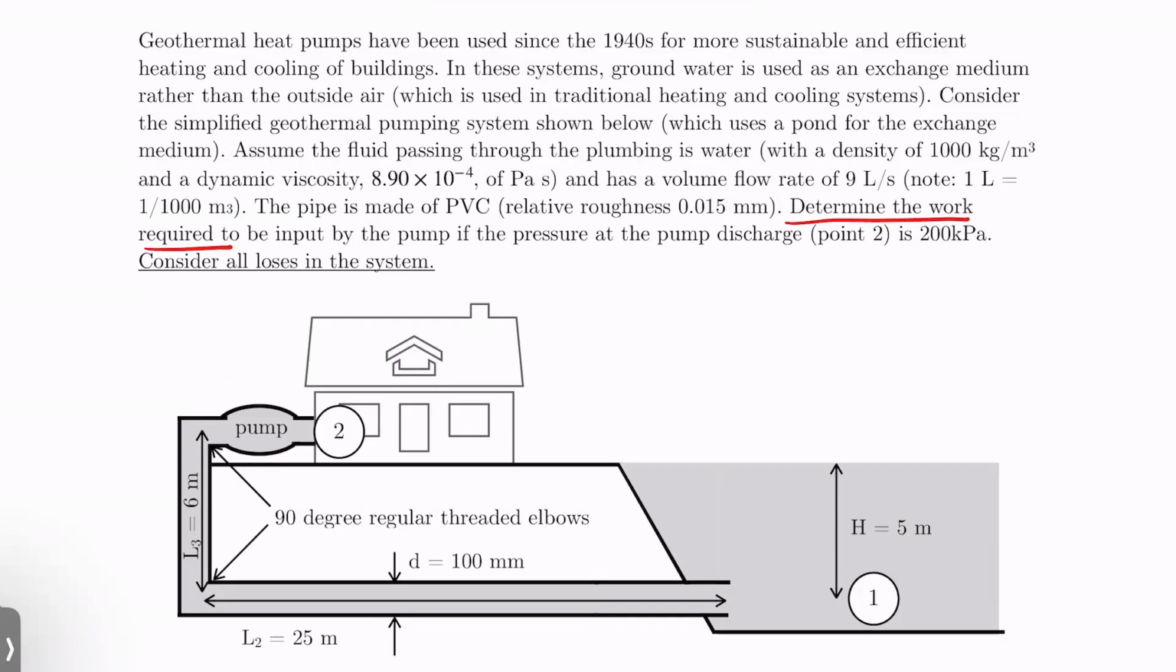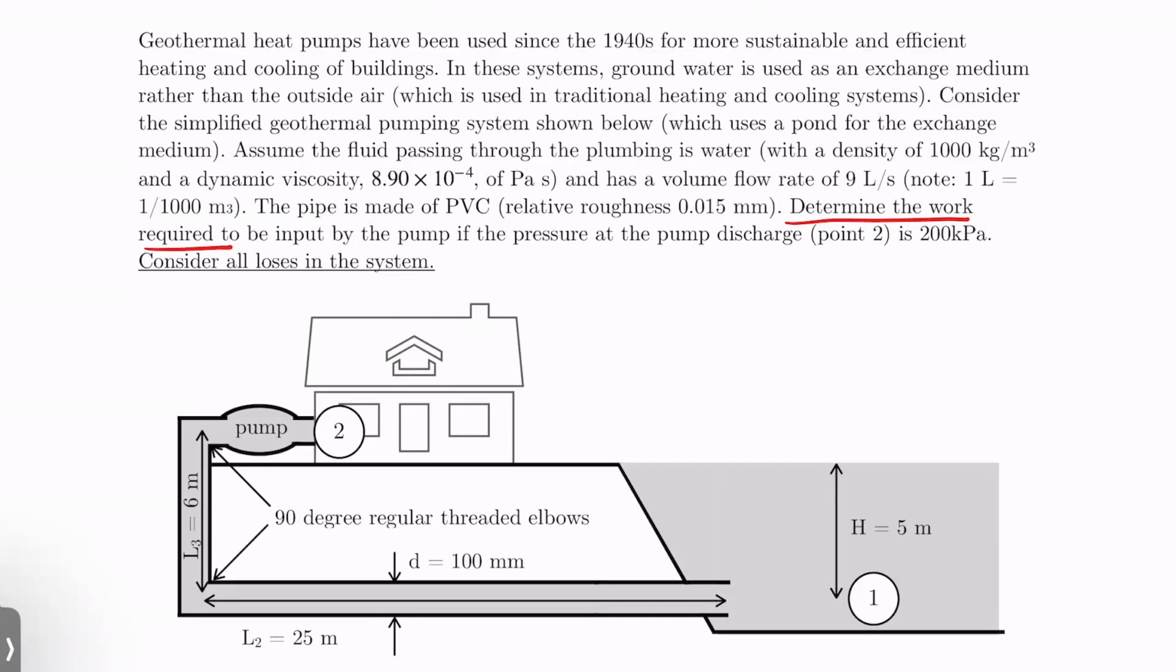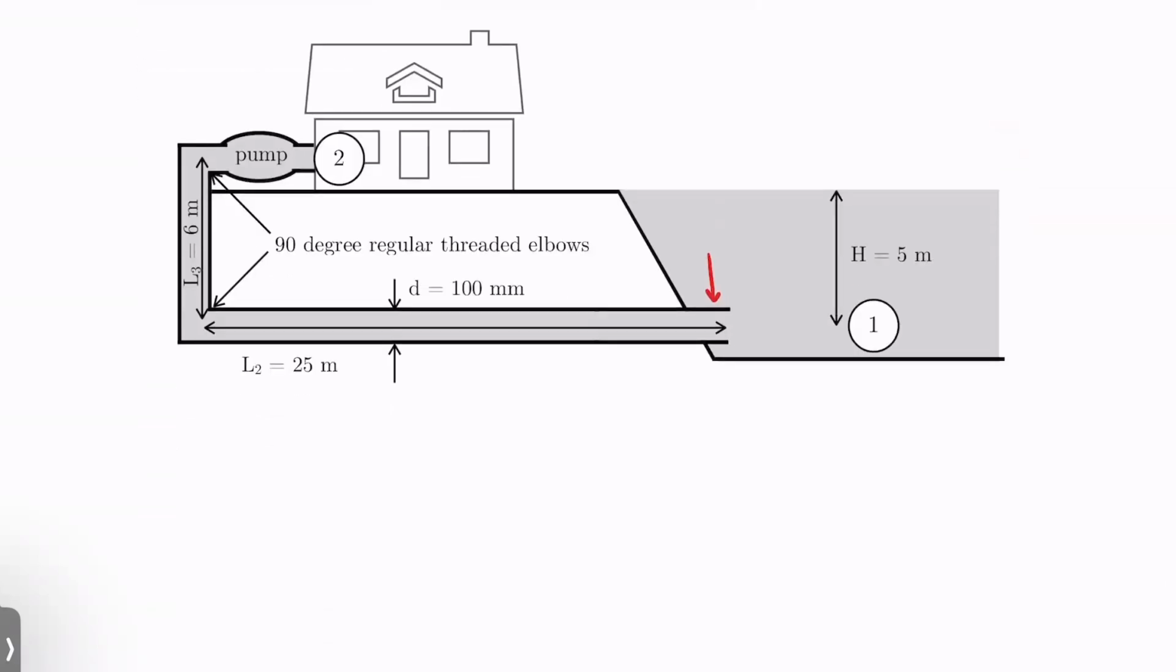All right, so if we just look at this drawing for a quick minute, we have two 90-degree elbows in here. We have a pump, and then we have an entrance. So we're going to have to take into account this entrance from the pond into our piping system. And then otherwise, we just have two lengths of pipe at the same diameter, okay? So let's write down our governing equation first.